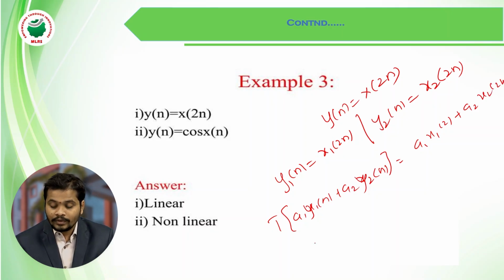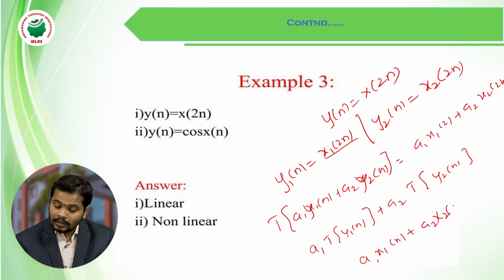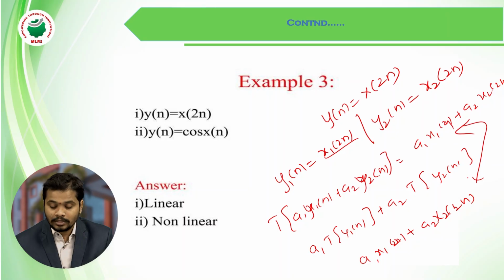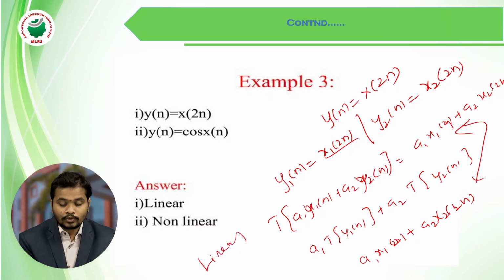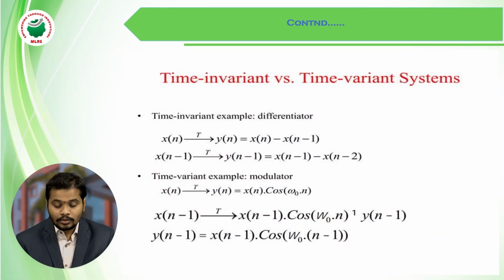So coming to the individual terms, what will happen? a1 T of y1 of n plus a2 T of y2 of n. So what will the value be? a1 y1 of n is x1 of 2n plus a2 x2 of 2n. So if you see, these two are the same. This system is a linear system. If you come here, cos x of n, you can simply say that it is a non-linear system because it is a cos.